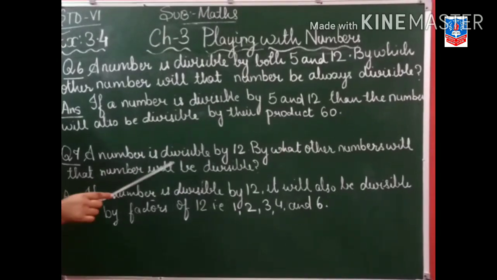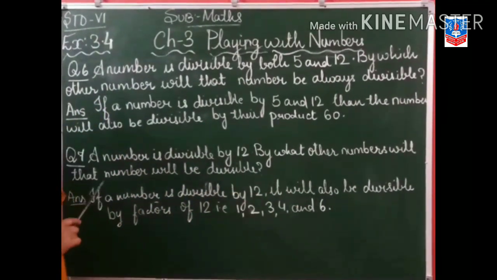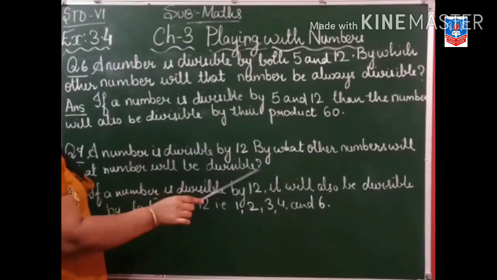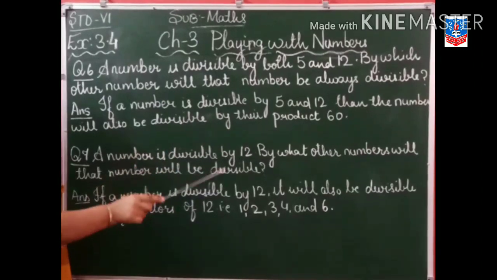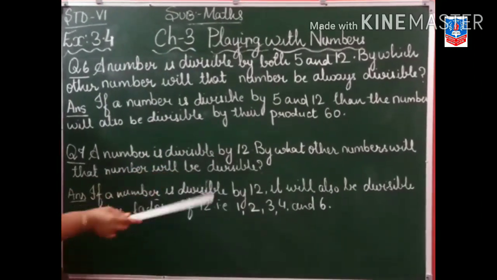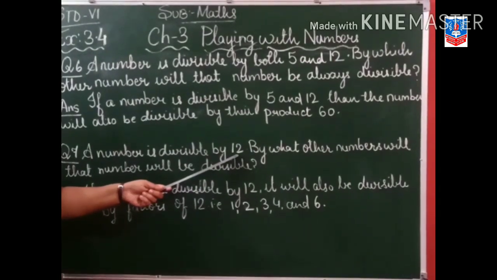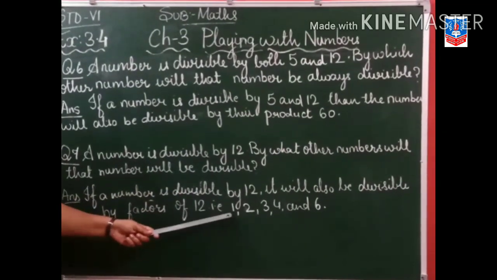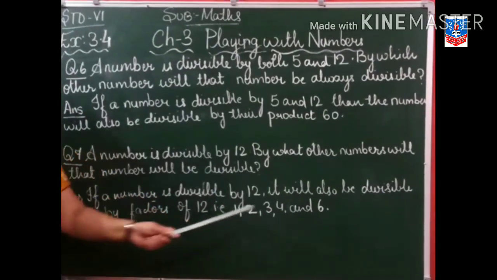Now, question number 7. A number is divisible by 12. By what other numbers will that number be divisible? If a number is divisible by 12, it is also divisible by the factors of 12. Now, the factors of 12 are 1, 2, 3, 4 and 6. Is it clear?